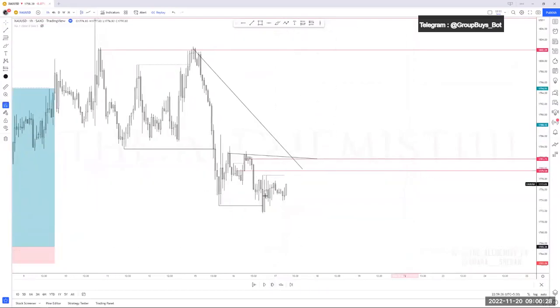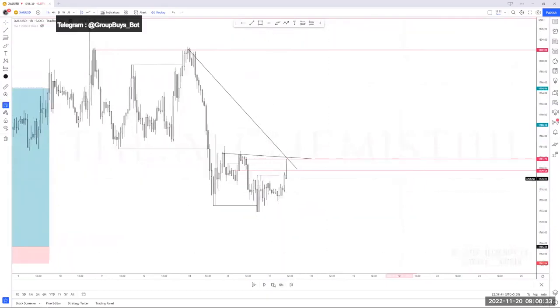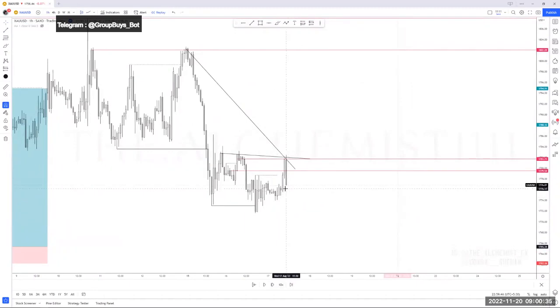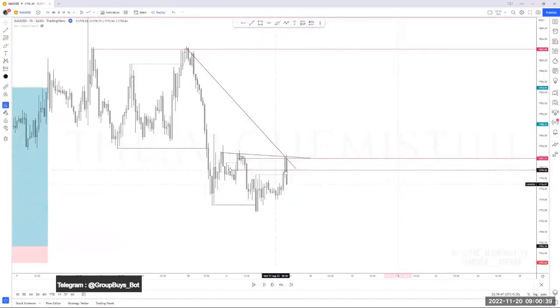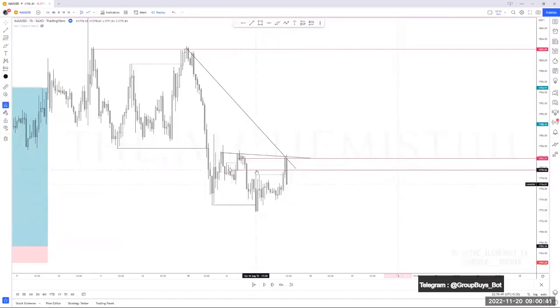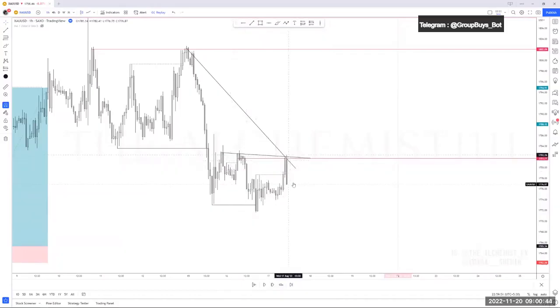So this move happened. This was the Asian high. This happened right at the London kill zone, 11:30 a.m. my time. There it goes. So now you see why we skip this one, right? Why do we skip this level? Because the confluence didn't align with here, the trend line. Exactly.